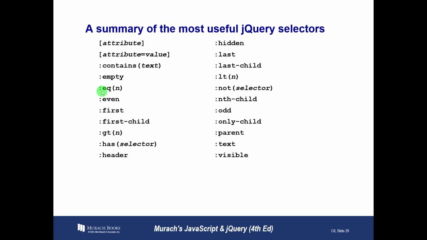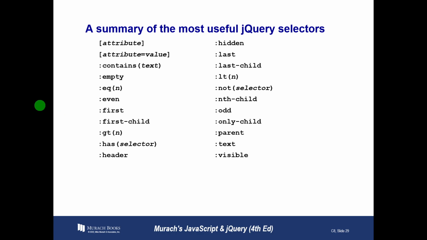Attributes, empty, EQ, even, first child, has, header, hidden, last child, odd, only child, parents, text, visible. There's just a ton of them. You're not expected to memorize them all. Probably the best thing you can do is familiarize yourself with a bunch of them and know that if you need to know how to do something, you can go look it up. This isn't something that has to be memorized.